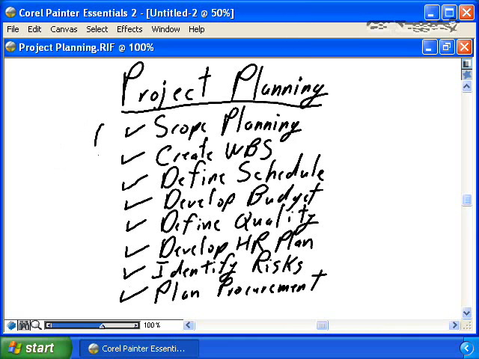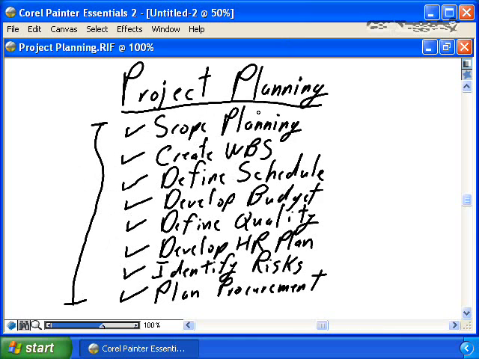There's a lot involved with project planning. As I said a moment ago, it encompasses each one of the knowledge areas, and it's important that you pay particular attention to each one of these knowledge areas, because without a proper project plan in place, you don't know what it is you're delivering, and if you don't know what you're delivering, you'll never be able to successfully deliver it.